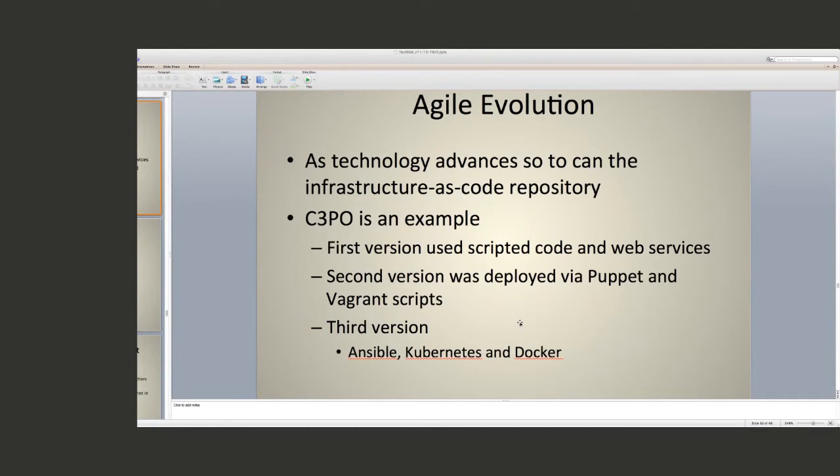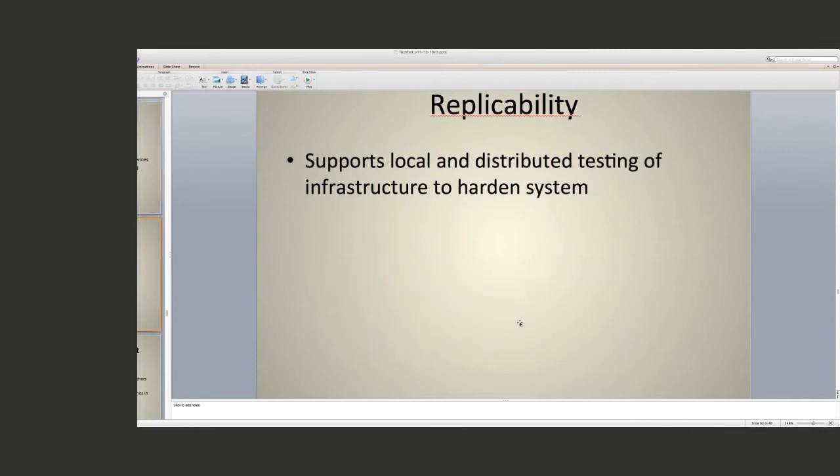Okay, the technology advances. As technology to support infrastructure as code advances, so too can the system. So C3PO, its first version used scripted code and web services. The second version used Puppet and Vagrant scripts for managing the infrastructure as code. The third version used Ansible, Kubernetes, and Docker. So these are tools for managing system deployments. So it's agile in relationship to the code as developed, and the technological approaches that are developed along with it.